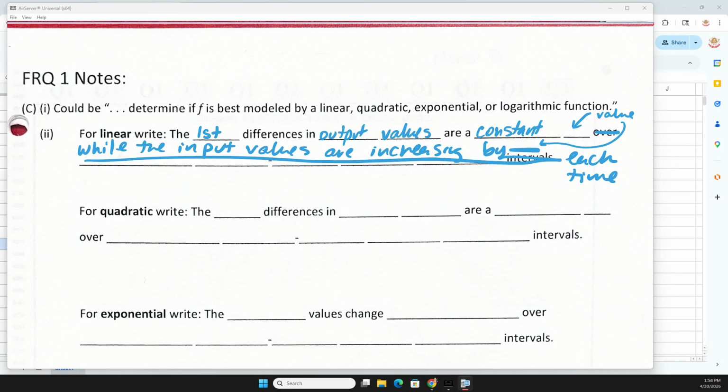All right, what is going to be a constant for quadratic? Do y'all remember? Second difference is good. So it is important you say the second differences in output values are a constant, and then you need to make sure you tell them what that constant is, while the input values are going to be doing the same thing.